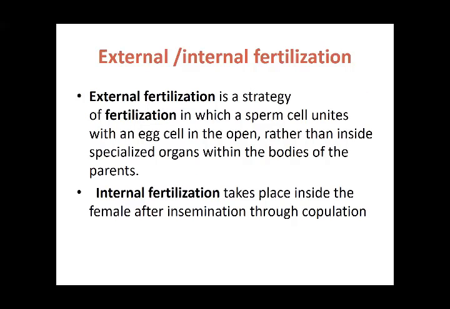There are two types of fertilization. One is external fertilization, in which the sperm cell unites with an egg cell in the open rather than inside a specialized organ. The other is internal fertilization, inside the female after insemination or through copulation. That is normally what occurs in humans.